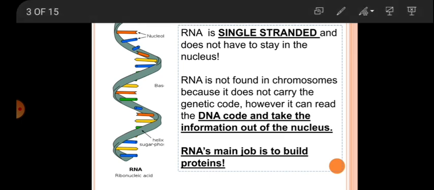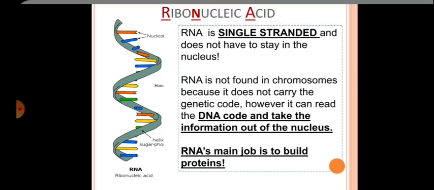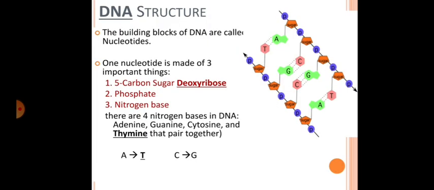You can very clearly see in this diagram. RNA is single-stranded and does not have to stay in the nucleus. RNA is not found in chromosomes because it does not carry the genetic code. However, it can read the DNA code and take the information out of the nucleus. RNA's main job is to build proteins.